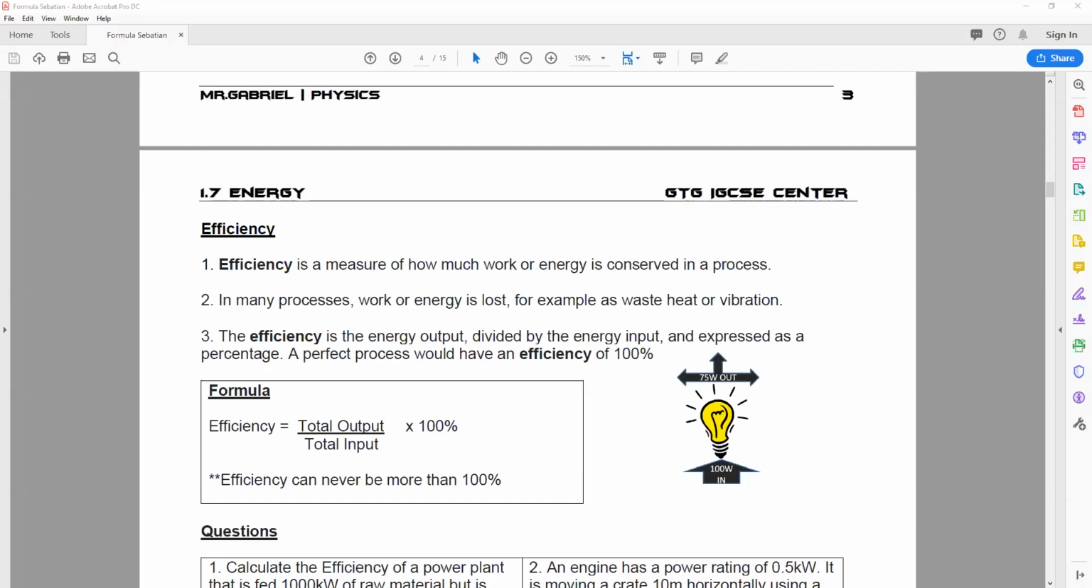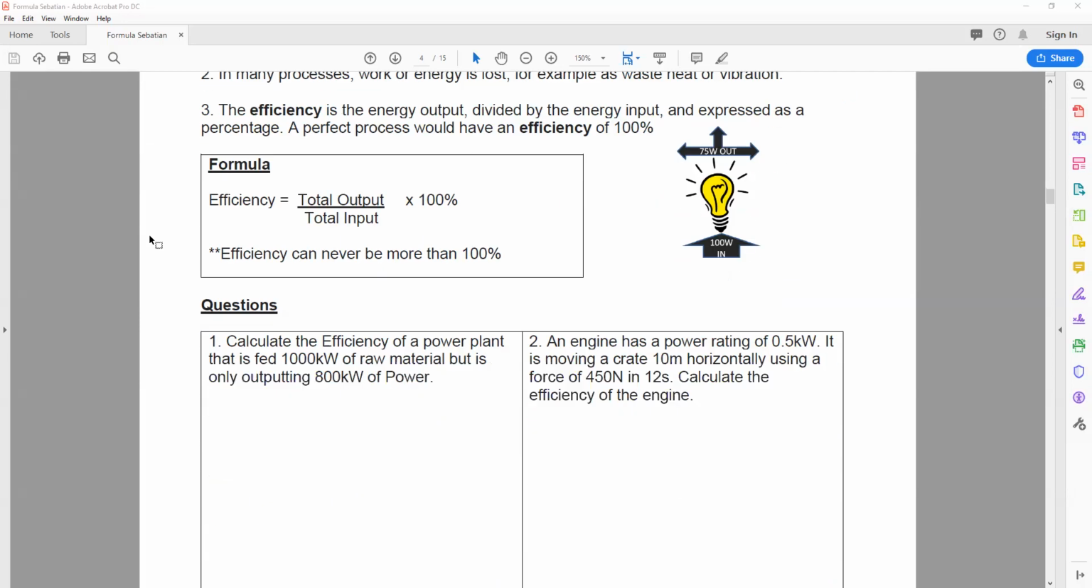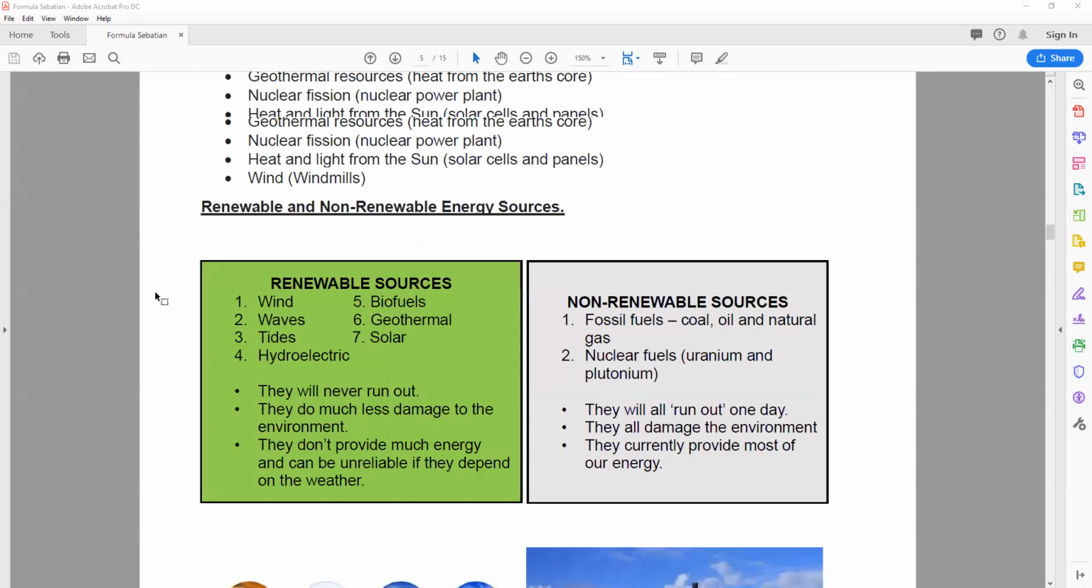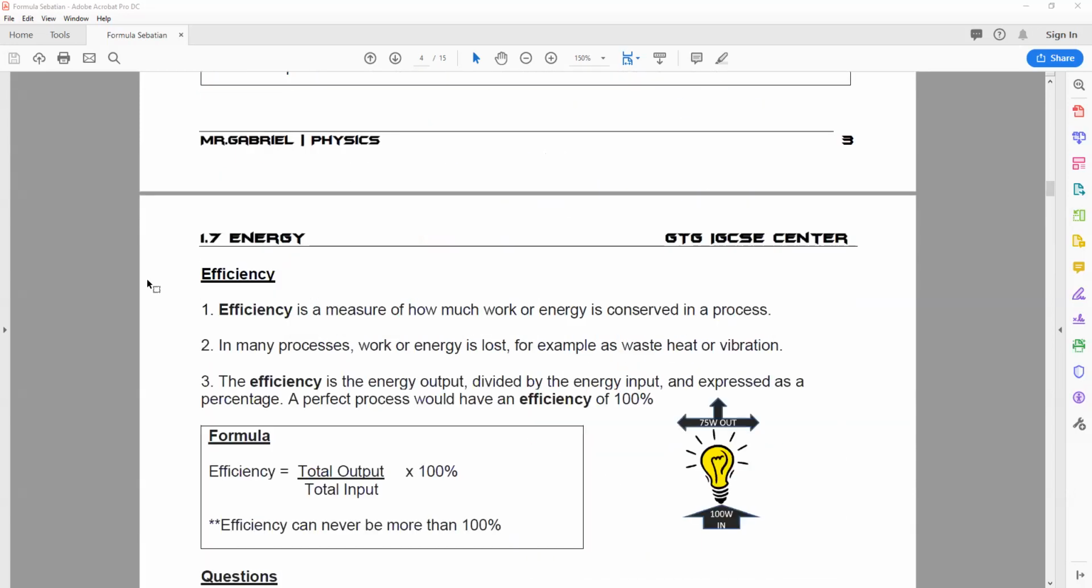Okay, guys. Anyways, today we're going to finish off with the energy chapter here. Right? There's only two more things that we're going to talk about. Then we're going to use the remaining time to do exercises today.